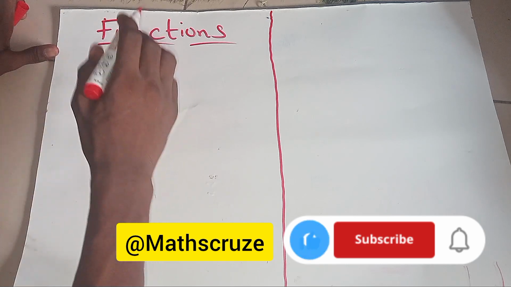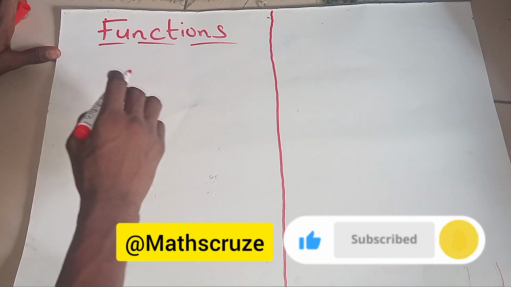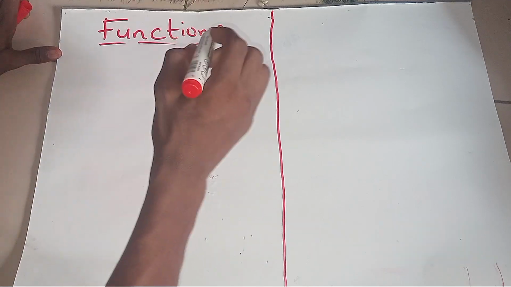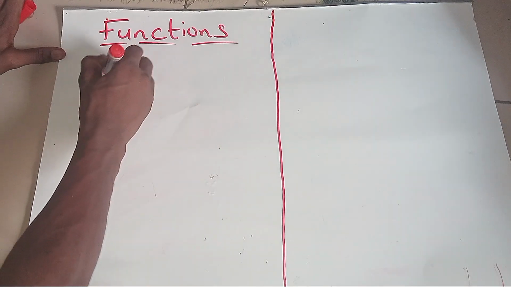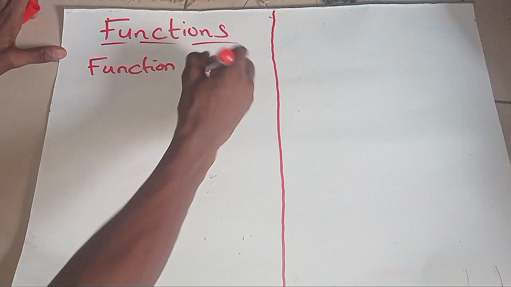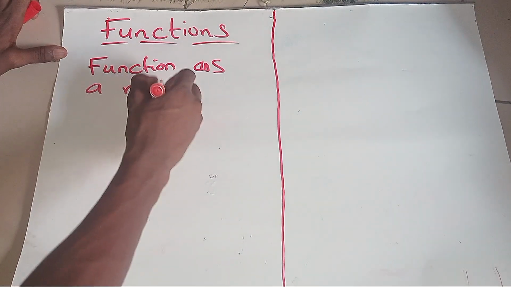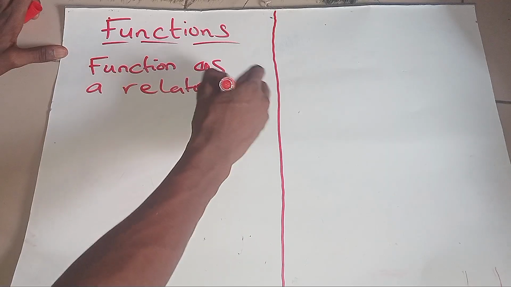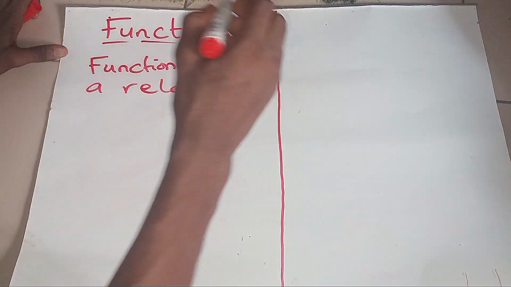What you can actually see here is function. And function is a relationship. Now you understand function as a relationship. I said function serves as more like a relationship.